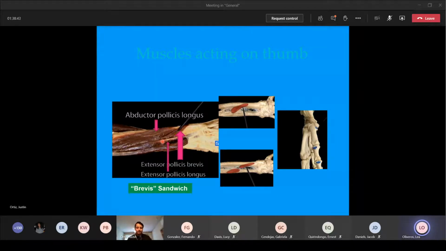Oh, I was asking where the snuff box was. Is it in between? That is the snuff box. Oh, that's the snuff box, okay. Yeah, that is my bad. Yeah, that is the snuff box. This entire thing would be the snuff box. So like this area, technically, I guess, would be the snuff box. If you extend your thumb really far back, you can see that little hole there.